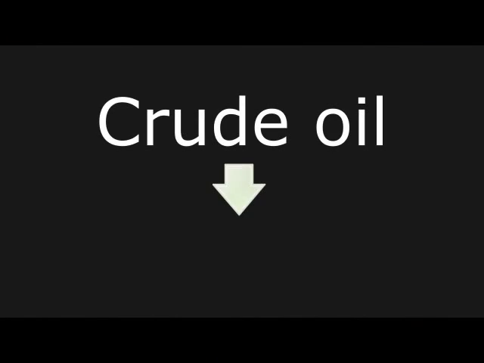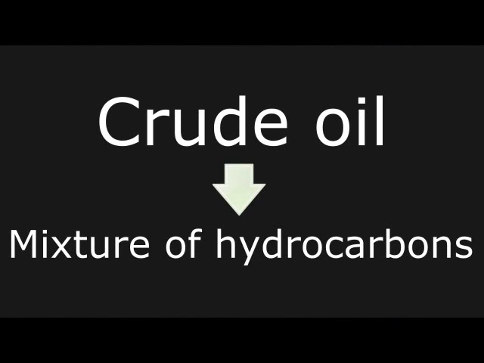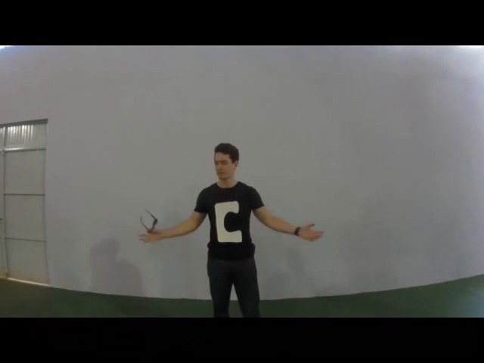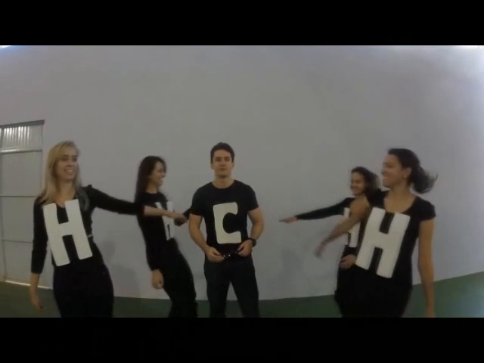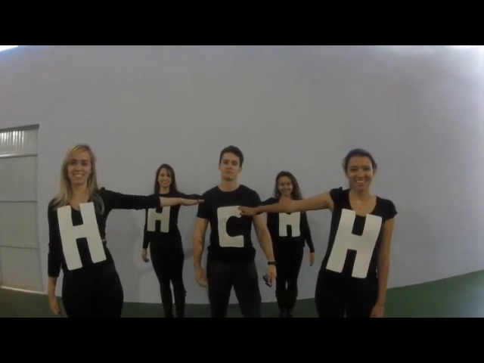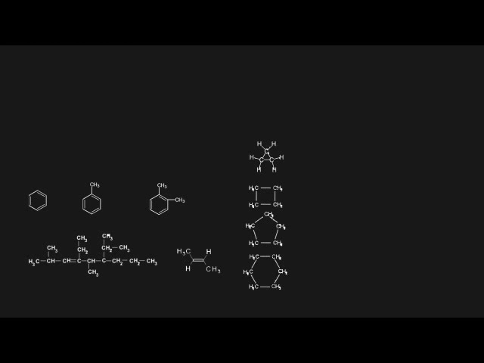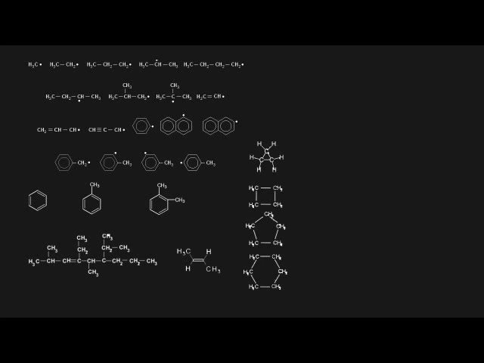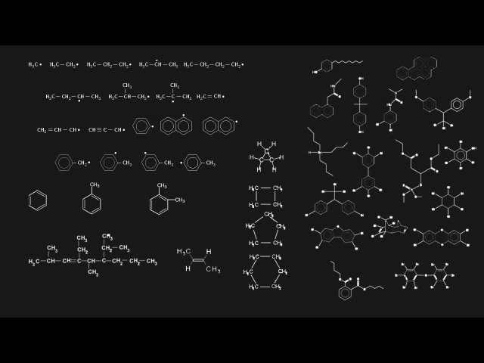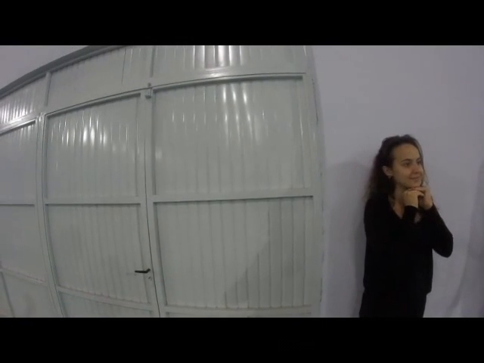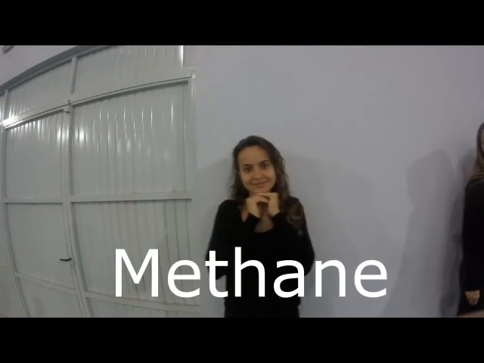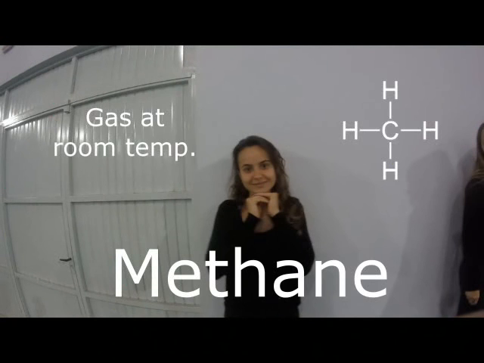Crude oil is a mixture of hydrocarbons, which are carbon atoms bonded with hydrogen atoms. Since the carbon atom is versatile, it forms countless hydrocarbons with different shapes and forms. The number of carbons in the chain affects its weight and state at different temperatures. For instance, the smallest hydrocarbon is methane, composed of a single carbon atom, that is a gas at room temperature.